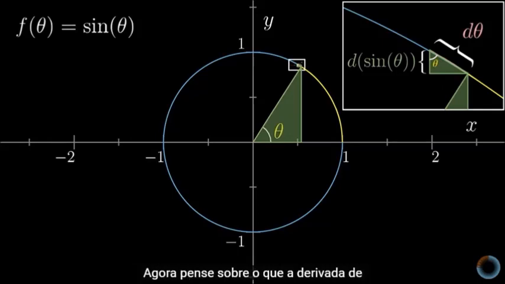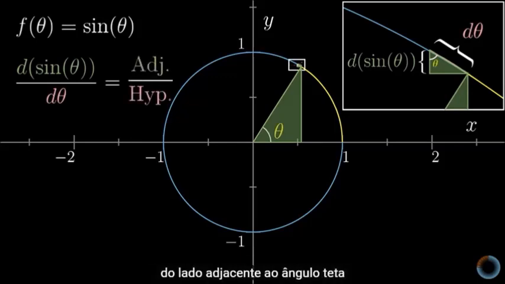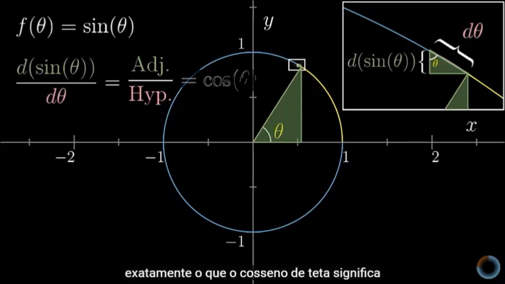Now, think about what the derivative of sine is supposed to mean. It's the ratio between that d sine of theta, the tiny change to the height, divided by d theta, the tiny change to the input of the function. And from the picture, we can see that that's the ratio between the length of the side adjacent to the angle theta divided by the hypotenuse. Well, let's see. Adjacent divided by hypotenuse? That's exactly what the cosine of theta means. That's the definition of the cosine.